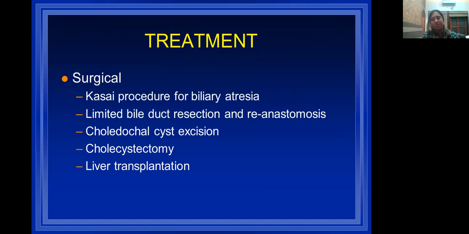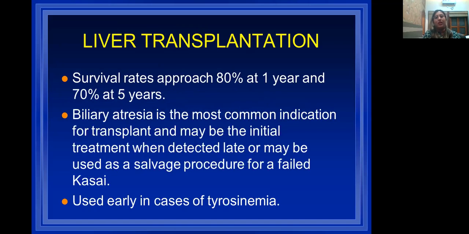So coming to the treatment, in surgical treatment, it is mainly the Kasai procedure for biliary atresia, limited bile duct resection and reanastomosis, or if there is a choledochal cyst, then excision, cholecystectomy in case of cholelithiasis, and liver transplantation is the mainstay and gold standard treatment. With liver transplantation, the survival rates approach 80% at 1 year and 70% at 5 years.